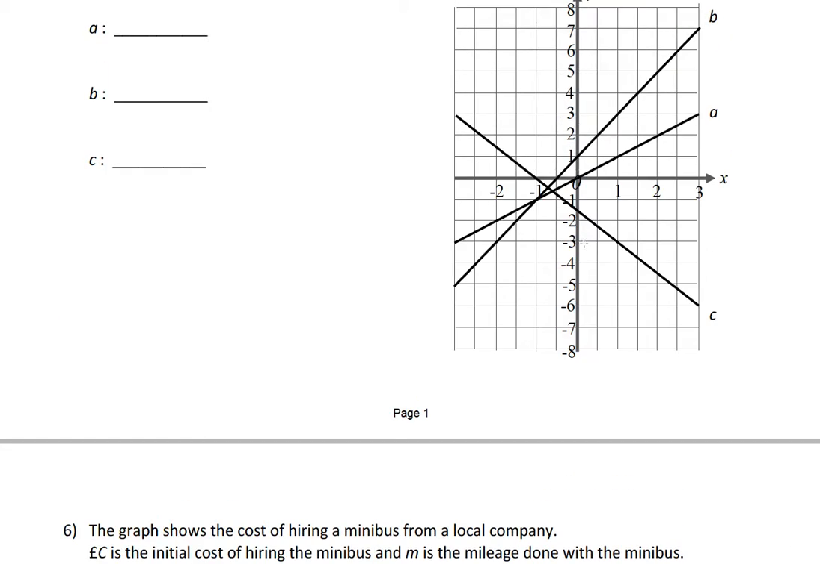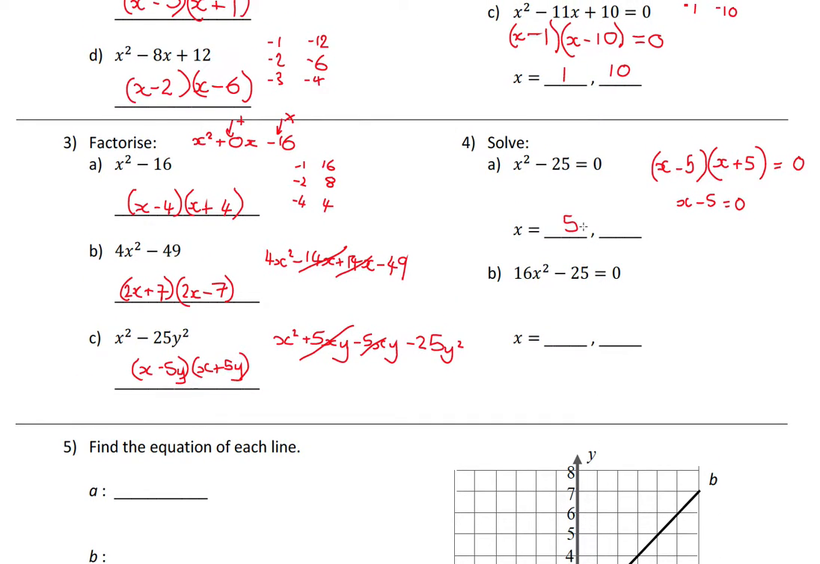Whoops. Just keeping ahead of myself. Okay, and what value of x would make this bracket 0? It has to be negative 5. Negative 5 plus 5 would be 0. Okay, and on to the next one.